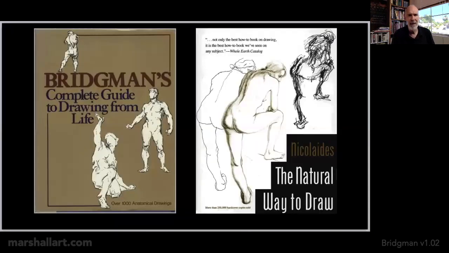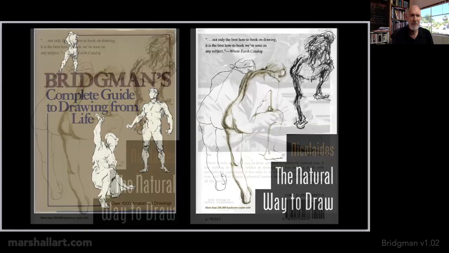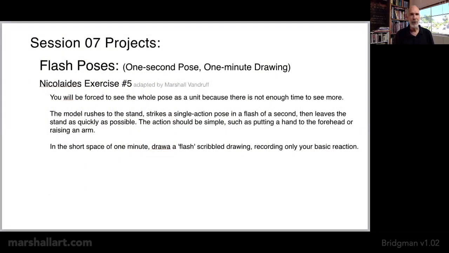Okay, the balance we've got between Bridgman's Complete Guide to Drawing from Life and Nicolaides' The Natural Way to Draw. We're going to actually do our first sets of drawings. Flash poses. Nicolaides exercise number 5, adapted by Marshall Vandruff. It's a 1-second pose and a 1-minute drawing. You will be forced to see the whole pose as a unit because there's not enough time to see more.